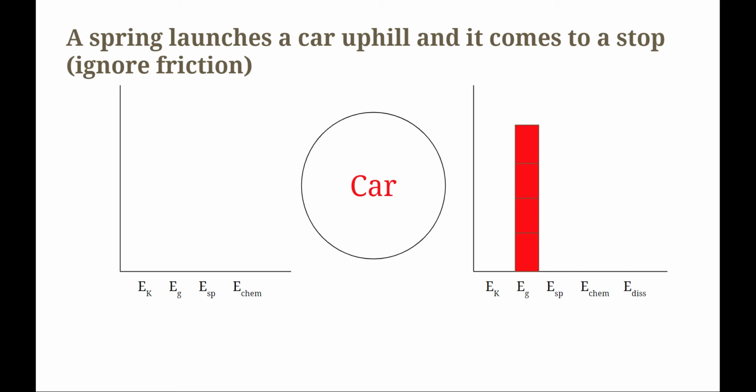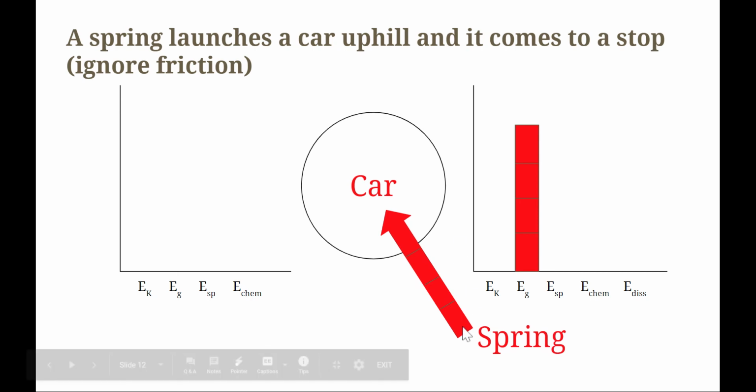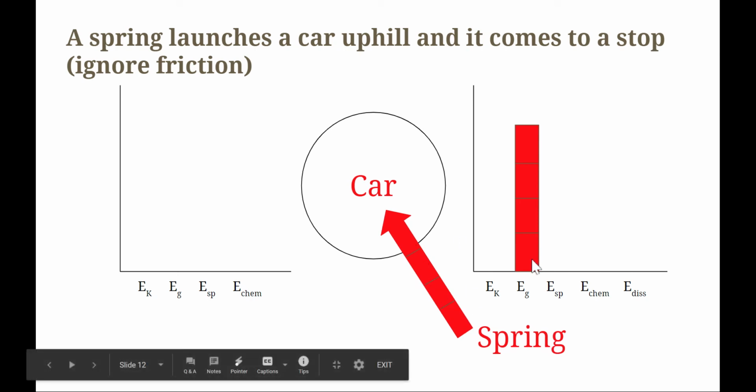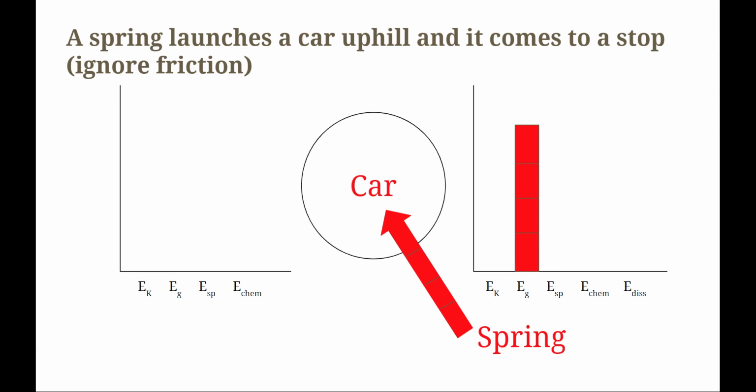We need to account for where that energy came from. How did it get pushed up to the top of the hill? The spring did it, so we say the spring did work on the car. Once again, notice 1, 2, 3, 4 blocks of energy, 1, 2, 3, 4 blocks of energy at the end. So this is obeying the first law of thermodynamics. Energy equation, 0 plus work equals EG.